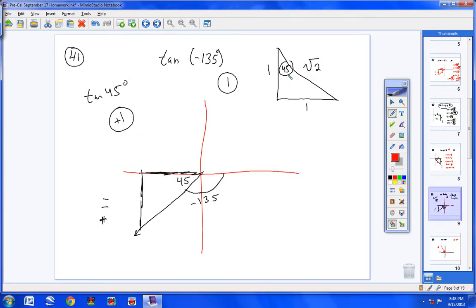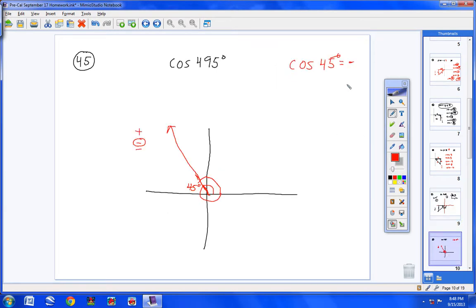Now let's go back a page. Cosine of 45 degrees. Here it is right here. That would be adjacent over hypotenuse, 1 over square root of 2. So I would get, let me quickly do this, negative 1 over square root of 2, which is the same thing as negative square root of 2 over 2 when I rationalize my denominator.